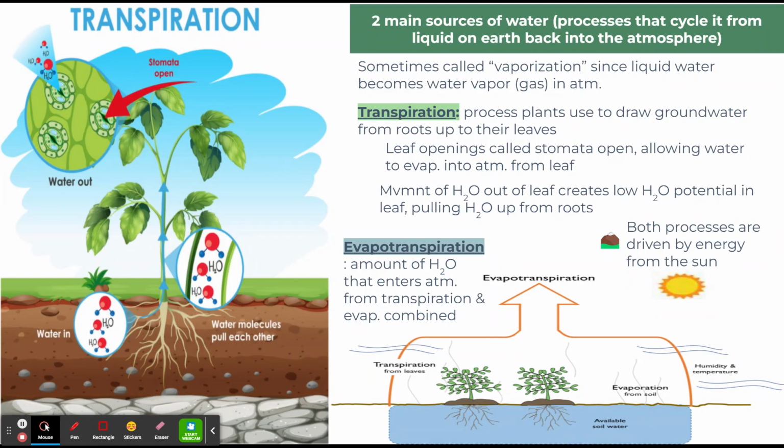So the two main sources of water, which are the processes that cycle it from the liquid back on Earth into the atmosphere, transpiration and evapotranspiration, are the two main ways that water is put back into our atmosphere. So transpiration is the process that plants use to draw groundwater from roots up to their leaves. And some of the water that's brought up there is actually going to be transpired out of their leaves into the atmosphere. This is happening through the stomata.